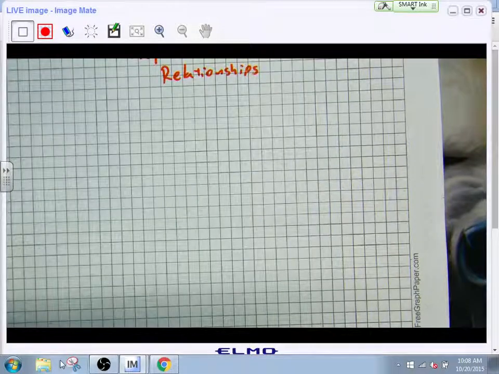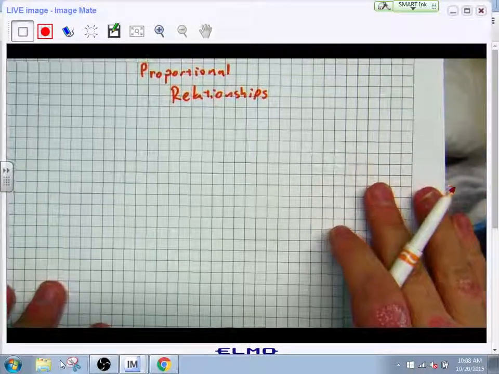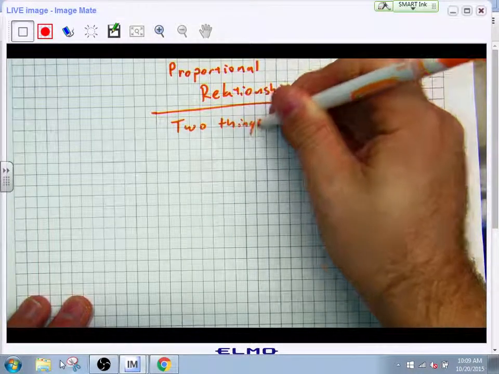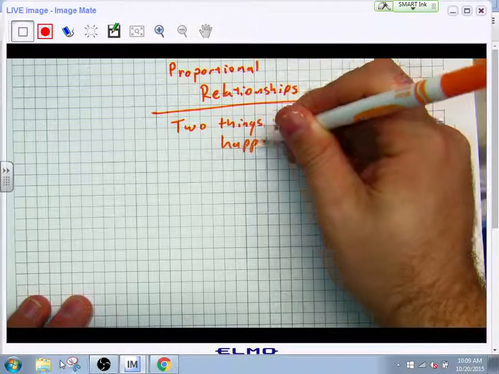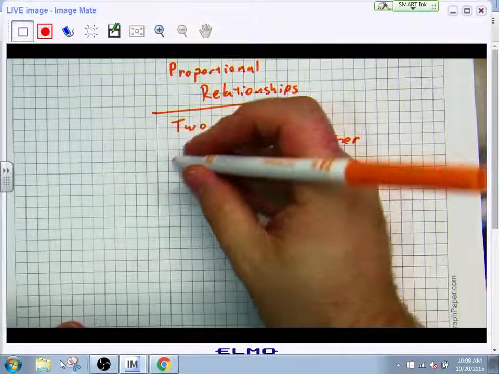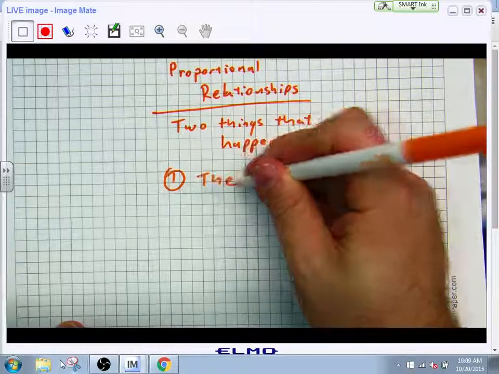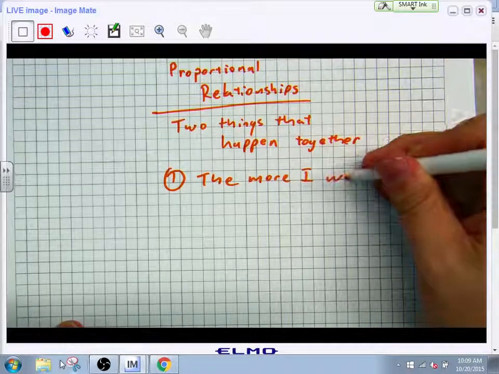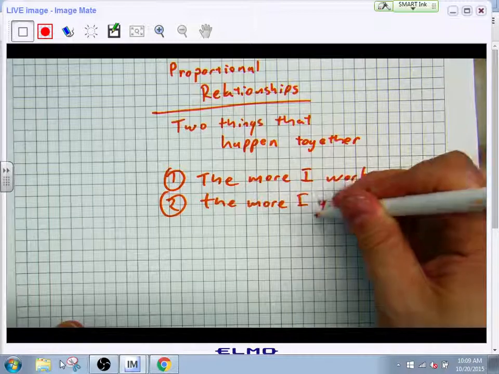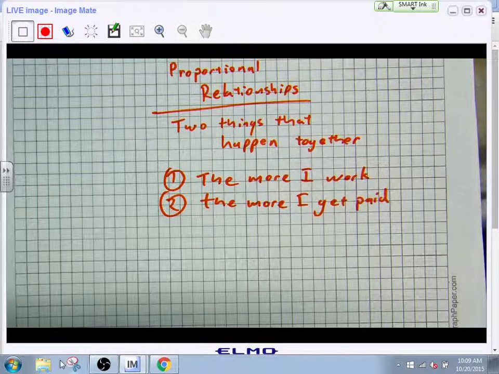A proportional relationship is 2 things that happen together. Let me slow it down. 2 things that happen together. For example, 2 things that always happen together are: one, the more I work, two, the more I get paid. If I only worked 1 hour, they'd only pay me for 1 hour. If I work 8 hours, they'll pay me for 8 hours. It's a proportional relationship. As one goes up, the other goes up.